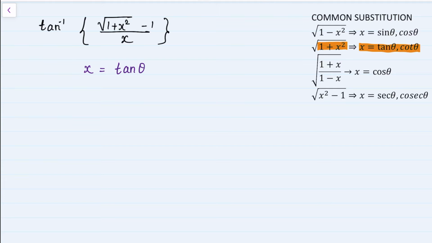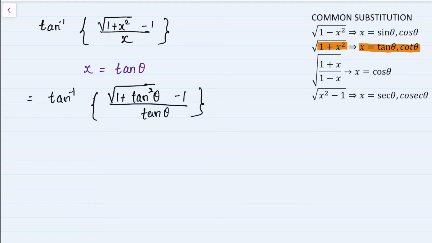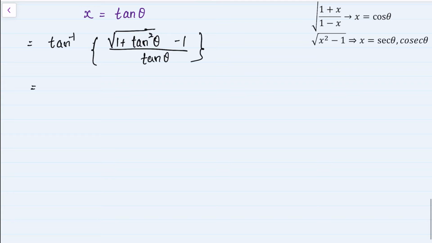So now the sum becomes tan inverse of root of 1 plus tan square, minus 1 upon tan. 1 plus tan square becomes sec square. We already know this trigonometric identity, and root of sec square will be sec theta. So this becomes sec theta minus 1 upon tan theta.